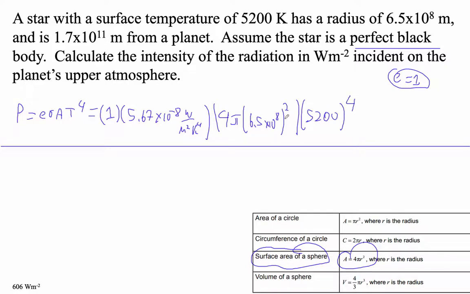So these are giant numbers. We expect this to be tremendously large. Okay, so I've got 1 times 5.67 times 10 to the minus 8th times 4 pi times 6.5 E8 squared times 5,200 raised to the 4th power. All right, I'm getting that this is 2.201 times 10 to the 26th watts. That is the total power output. By the way, this is called the luminosity of the star.